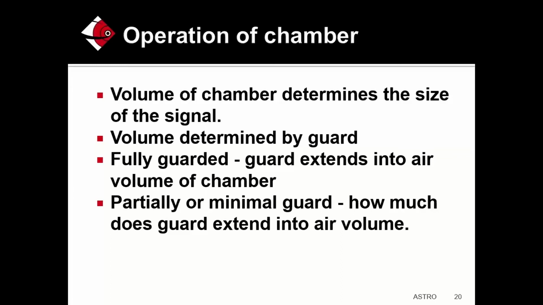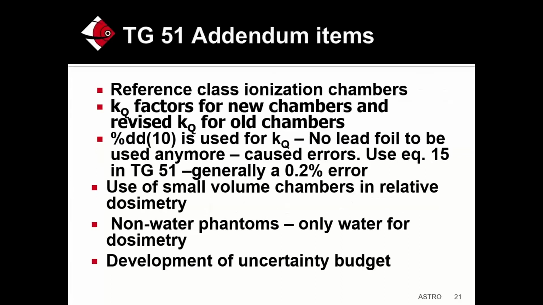Look at the manufacturer's website and they'll tell you what the chamber is like. The addendum items: reference class ion chambers, KQ factors for new chambers, revised KQ for old chambers. So I actually use all your KQ factors in the addendum, not in TG-51. One exception I'll talk about in a minute. And percent depth dose at 10 is used for KQ. No lead foil, and use equation 15 in TG-51. Generally, it's a 0.2% error if you ignore the lead foil.